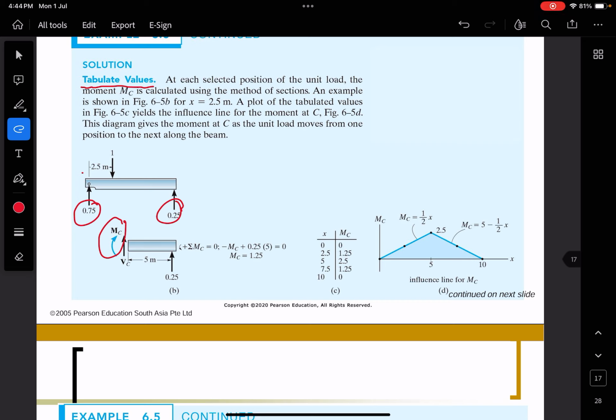Yeah, so you want to find MC, do the summation moment at MC. So when you do summation moment at MC, this VC can be cancelled out. Yeah, so you can have this MC. So put the MC value here. Then do again, place this, yeah, at 5 meter. One unit at 5 meter. So this is 0.75 and this is 0.25. Yeah, then you cut the section.